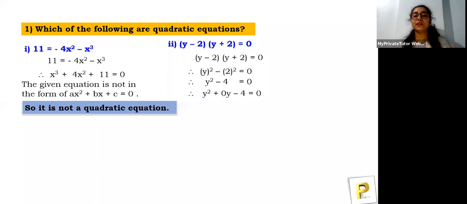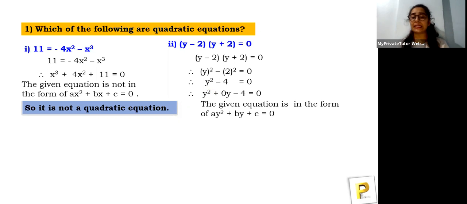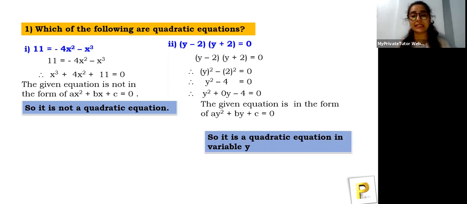So if you write this equation in the general form, it becomes y squared plus 0y minus 4 is equal to 0. So the highest power is 2 and it satisfies the equation, that is ay squared plus by plus c is equal to 0. And yes, it is a quadratic equation in variable y. Very good, Arnab. Your answer was absolutely correct about the previous question. It was not a quadratic equation.